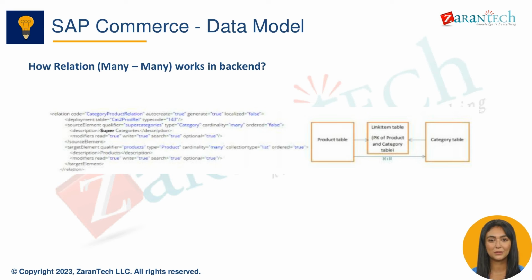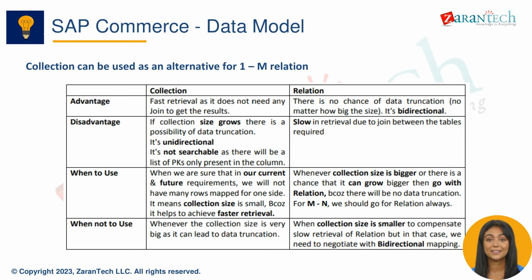Many-to-many relationships use a join table. For example, between product and category. Product to category contains product ID and category ID. Allows linking products to multiple categories. This avoids duplication while providing flexibility. For simple one-to-many cases, you can use a collection instead of a relation. For example, a category has multiple products. This can simplify the data model when the association is unidirectional.